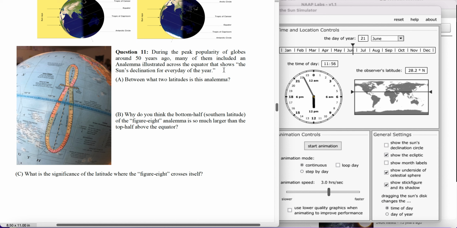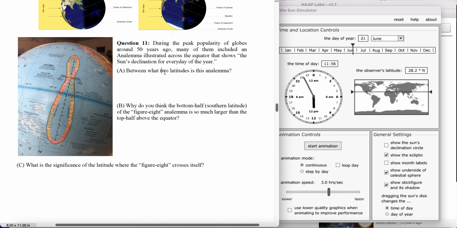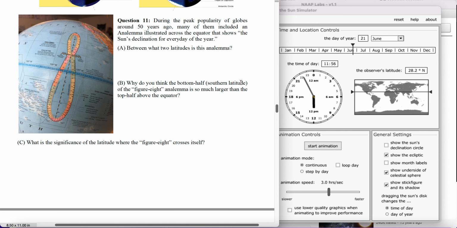And what it represents is the sun's apparent path through the sky over the duration of a year, right? It shows the sun's declination for every day of the year, okay? Now, what latitudes does it exist between? Well, I was just talking about that, right? But of course, you can explore it yourself.